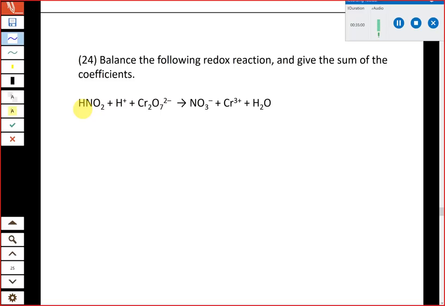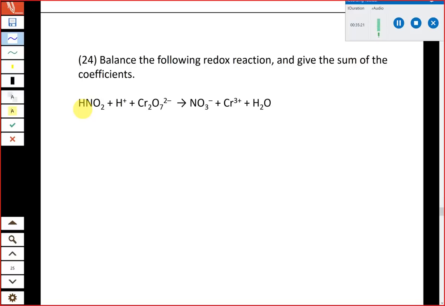We want to balance the redox reaction, and in problems like this, all you're ever going to have to do is supply the coefficients and then answer some question about those coefficients. We're not going to ask you to predict reactants or products. We're not going to do anything with acidic or basic solution, as some of you are already a little bit familiar with. We're just going to give you all the reactants and products. You just have to supply the numerical coefficients.